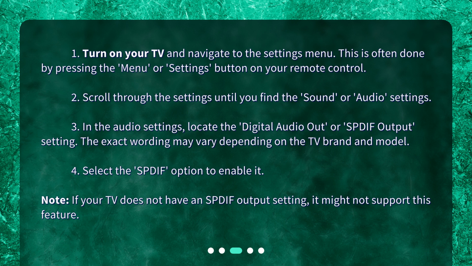The exact wording may vary depending on the TV brand and model. 4. Select the Spdif option to enable it. Note, if your TV does not have an Spdif output setting, it might not support this feature.